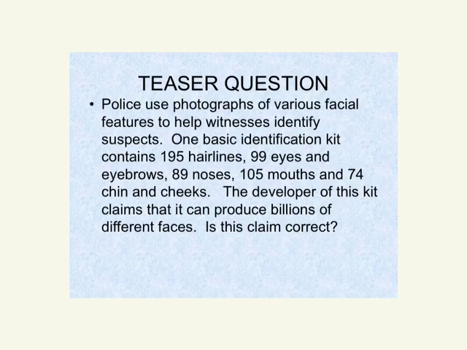Alright, here's a quick teaser question for Chapter 13, Section 3. Police use photographs of various facial features to help witnesses identify suspects. One basic identification kit contains 195 hairlines, 99 eyes and eyebrows, 89 noses, 105 mouths, and 74 chin and cheeks.